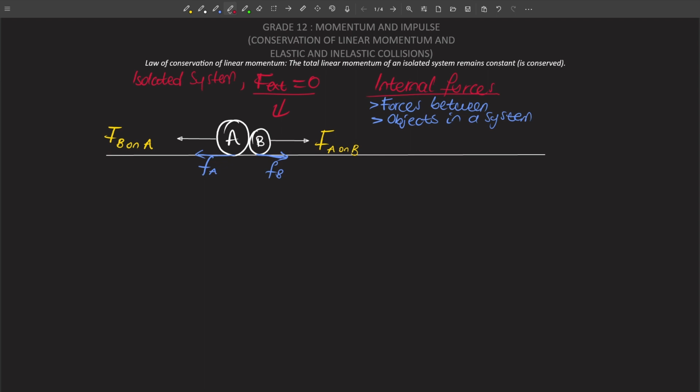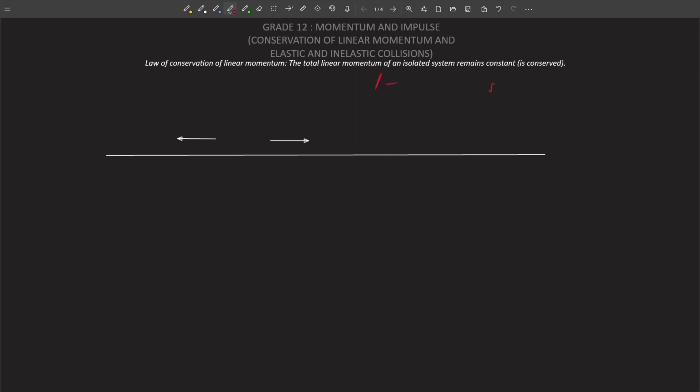Okay, let's now look at the law of conservation of momentum. Let me erase everything that I've thrown here so we can focus on it. The law of conservation of linear momentum states that the total linear momentum of an isolated system remains constant or is conserved.